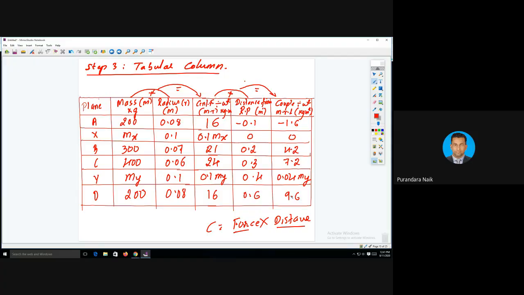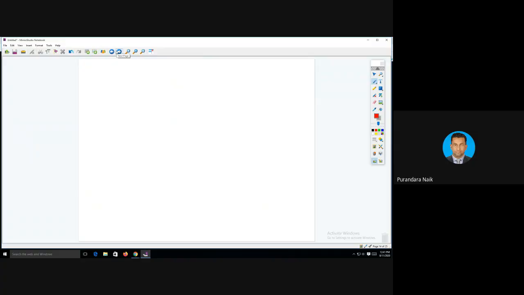This is the tabular column, which includes centrifugal force as well as couple. Now, in centrifugal force we have two unknowns, but in the couple column we have only one unknown. This is the unknown, and the remaining values are here. We can draw the couple polygon because we have one unknown, and we can find out this unknown mass by the couple polygon. Let us go to the next one. Force polygon you cannot draw, but you can draw a couple polygon.